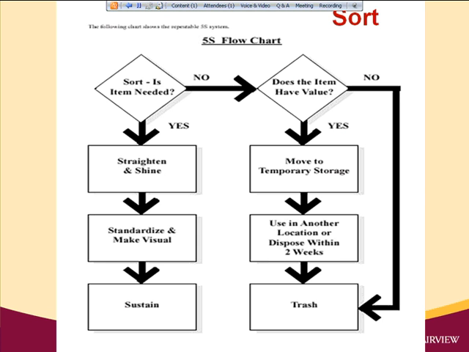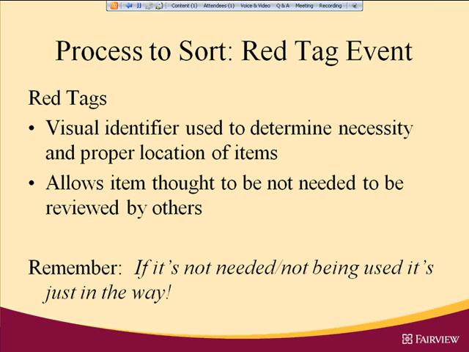If it does have value, next question, move it to temporary storage and then use in another location or dispose within 2 weeks. So it's saying the item has value, just not where it is currently, and to set it aside and ask those questions: where could it add value somewhere else? And if not, it's going to be disposed of as well. So again, it's only keeping the necessary.